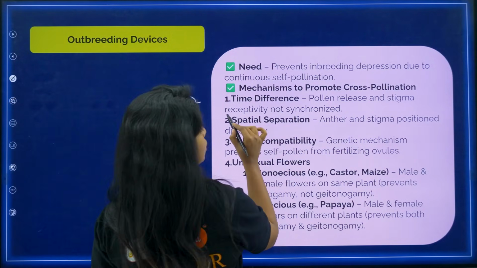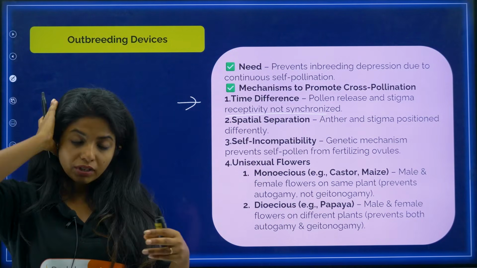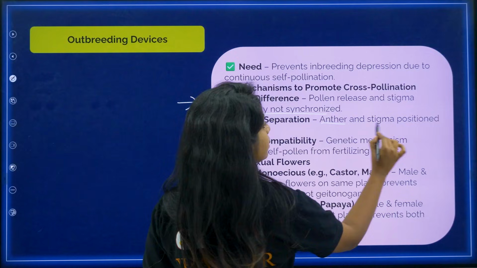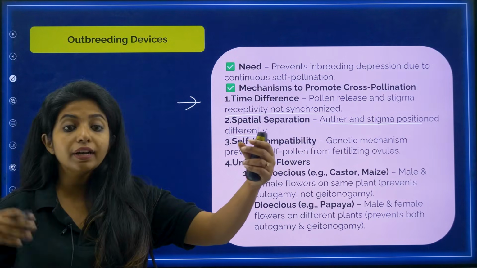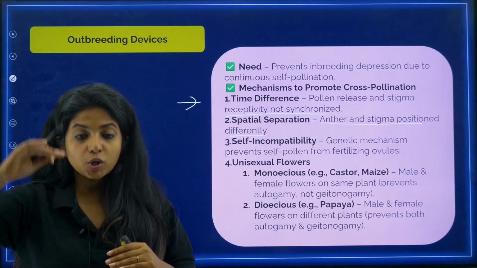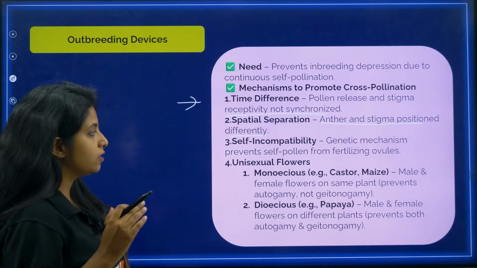So, pollen release and stigma receptivity would not be synchronized. If it's not synchronized, obviously the pollen grain comes and lands, but still won't be able to germinate. Now, there is spatial separation. Anther and the stigma would be positioned differently. For example, the anther might be here and the stigma at the top. Obviously, the pollen cannot fly up, right? So, spatial separation is there.